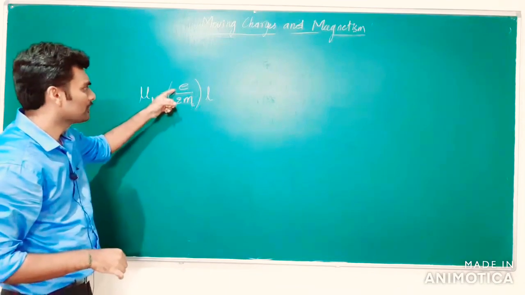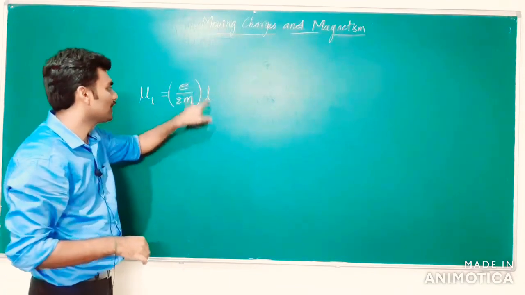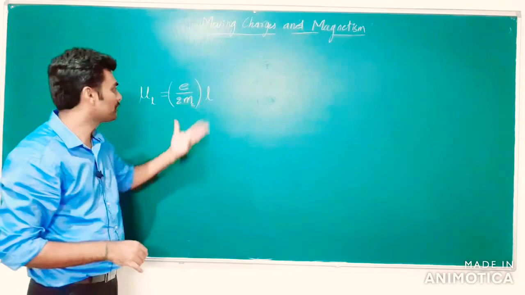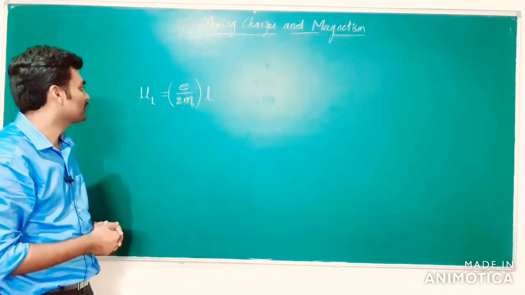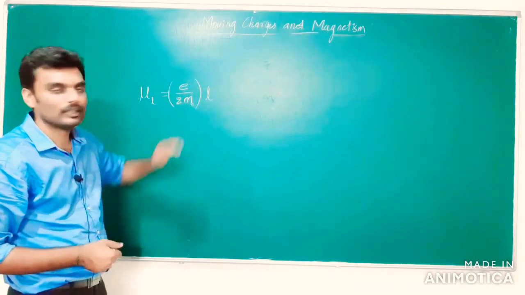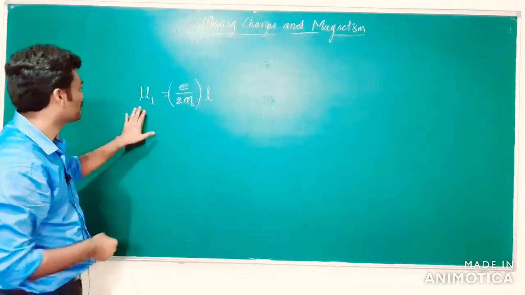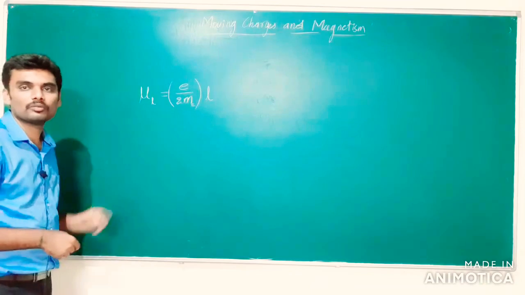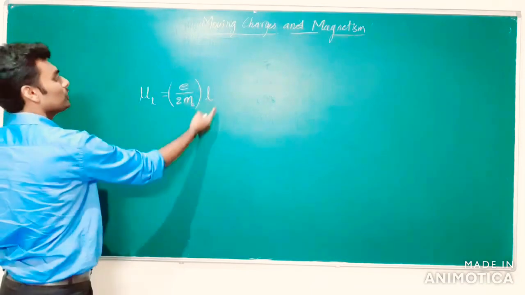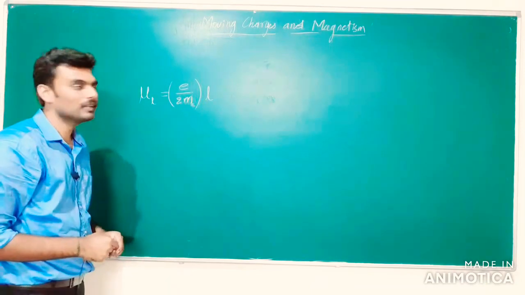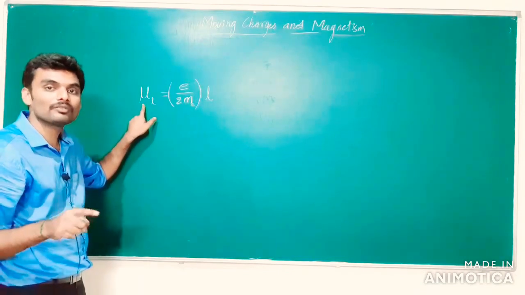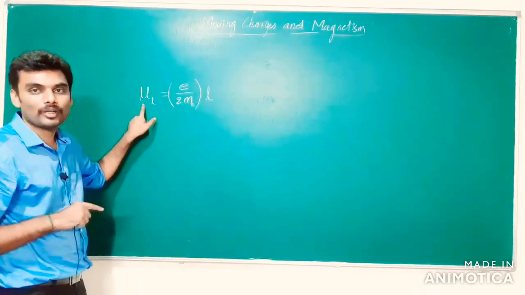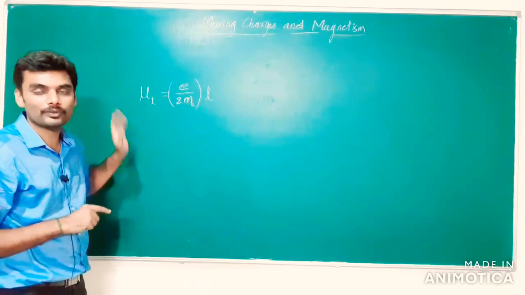Yeah, I think I wrote it as e by m into L by 2, right? That's also fine. This is the other way of expressing the same expression. I just took 2 inside the bracket. So it's e by 2m_e into L, which is the expression for magnetic dipole moment expressed in terms of angular momentum. But this expression gives us the idea only about the magnitude of the magnetic dipole moment.